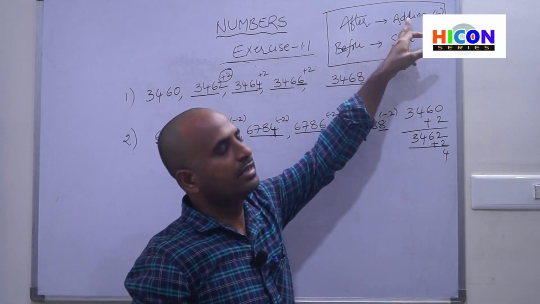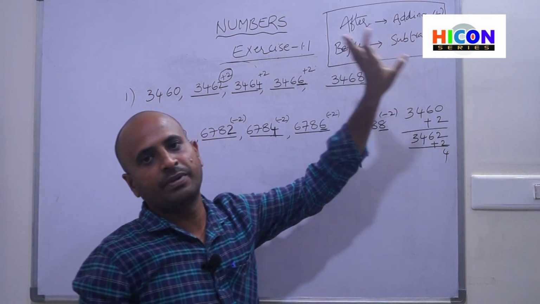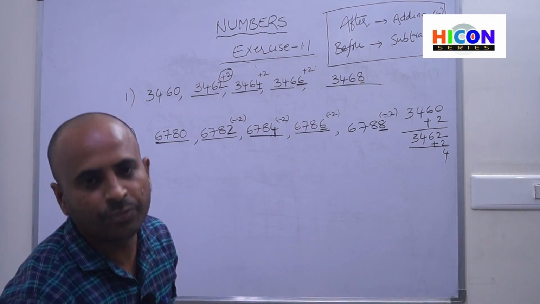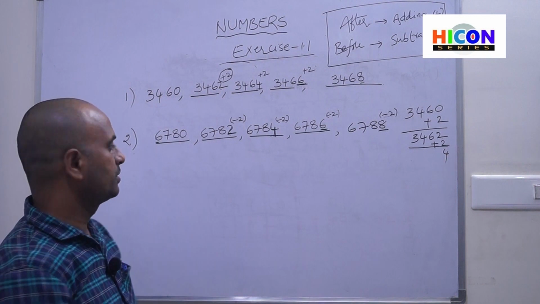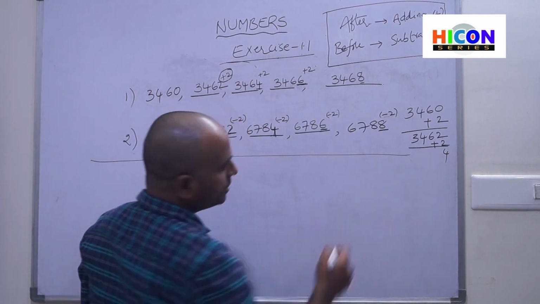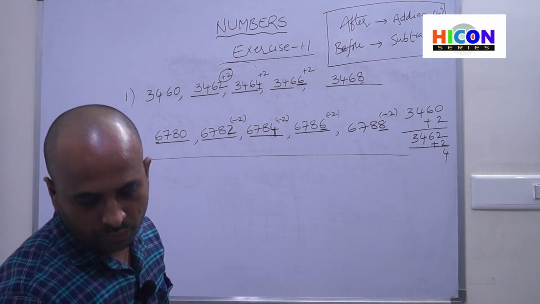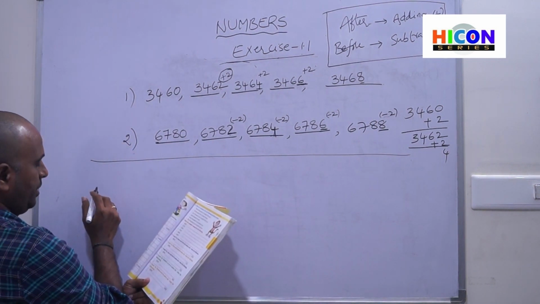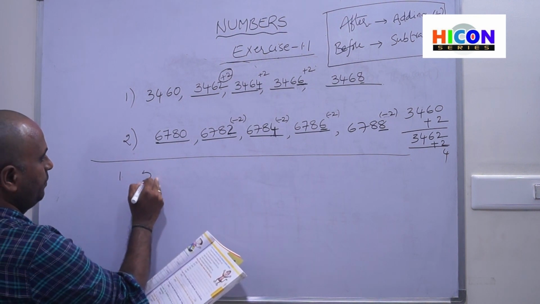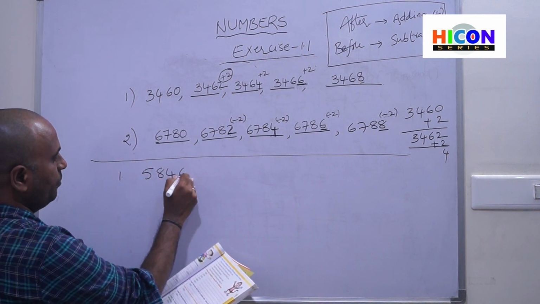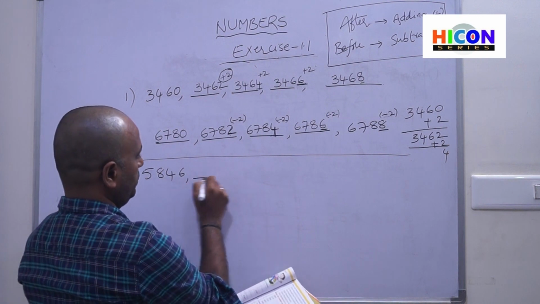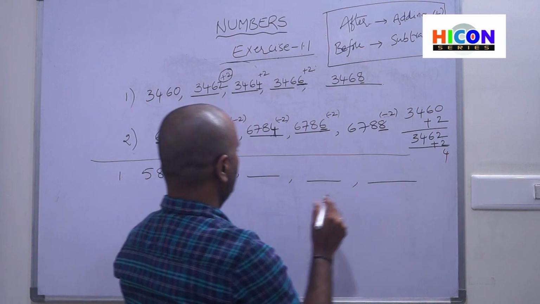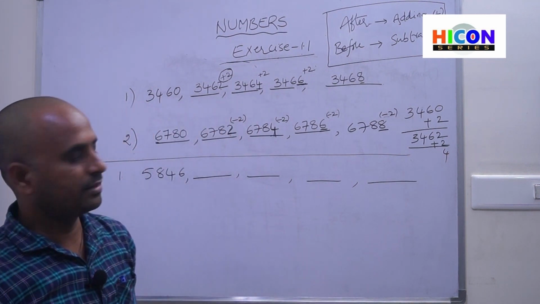So after means adding, before means subtracting. Let us take another example for this type of problem. Next problem, count by hundreds. The first problem is 5846, then blanks. You have to fill the blanks here.